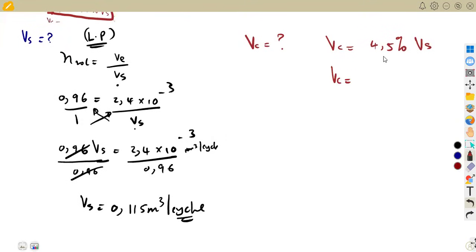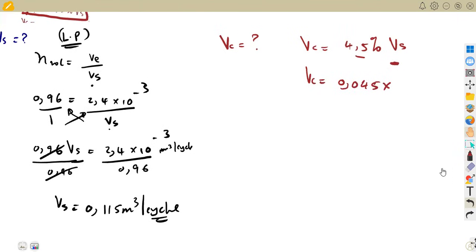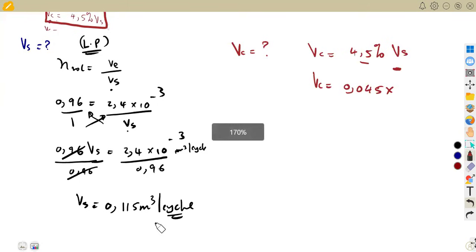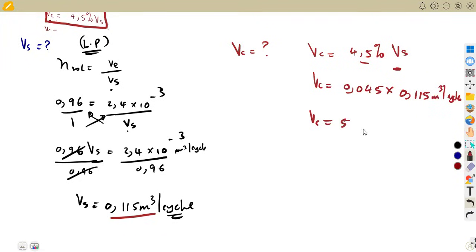So that's VC. Remember this as a decimal. If we divide by 100, that's 0.045 times the swept volume. Since we need our answer in what? Cubic meters per cycle, we have to use the swept volume in cubic meters per cycle, 0.115 cubic meters per cycle. Our answer is going to be in cubic meters per cycle also. So there it was just straightforward, taking the information that you're already given. That was going to give you 5.175 times 10 to the exponent of -3 cubic meters per cycle. That's the idea.